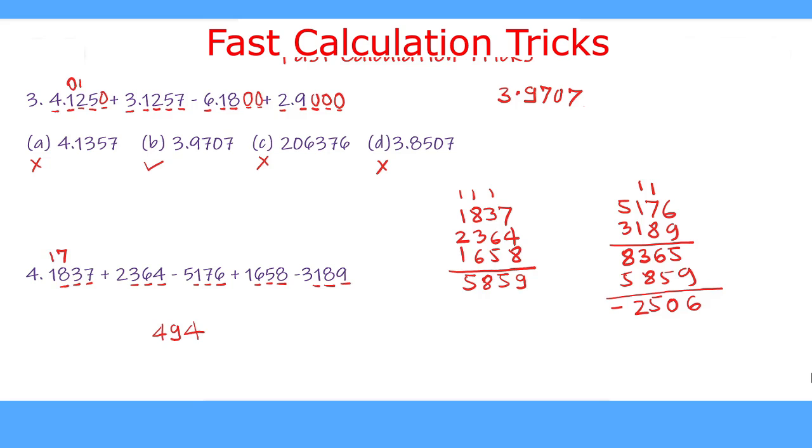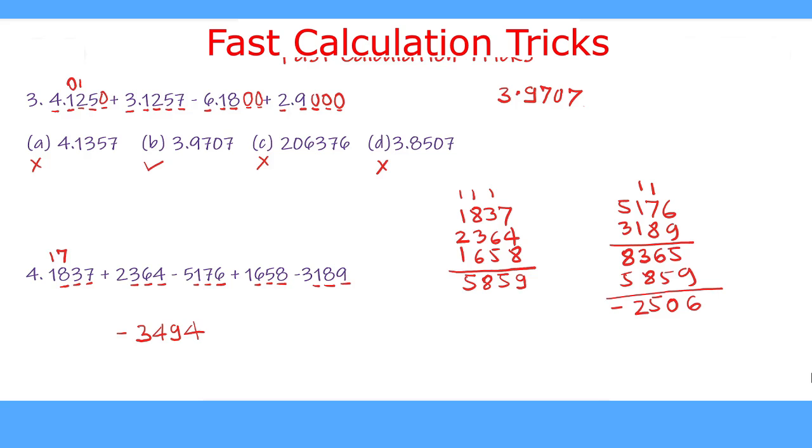1 plus 1 is 2. 2 plus 2 is 4. 4 minus 5. Now we cannot carry because this is the last digit. So 4 minus 5 is minus 1. Minus 1 plus 1 is 0. Minus 3 is minus 3. Now if we write minus 3, then our answer becomes minus 3494.